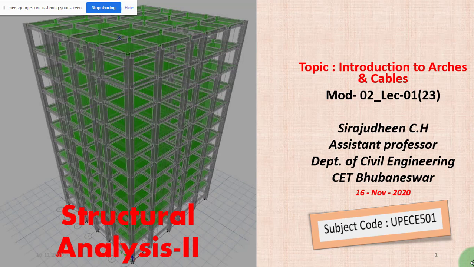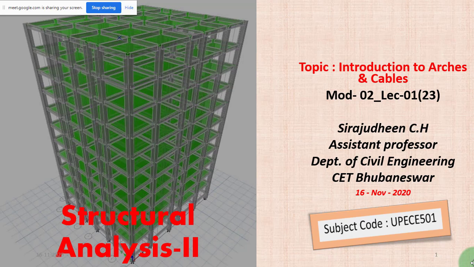Today we'll go to the next part of our course. Right now we know how to analyze a continuous beam, and how to analyze the building frame, which is a rigid jointed portal frame. So we can do that. We have learned that. Okay, so now we'll go to the next topic, that is analysis of cables and arches. That is also very similar to the previous cases.